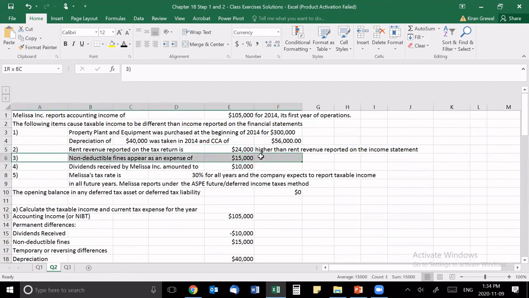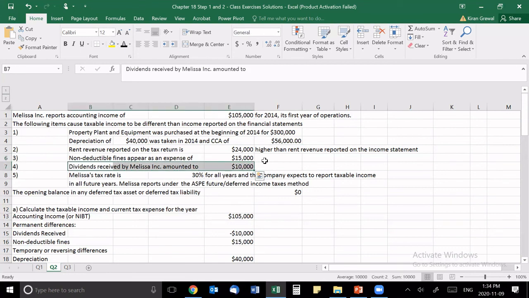Number 3, non-deductible fines appear as an expense of $15,000. So they got fines or penalties from maybe doing their taxes late in a previous year. So it's showing as an expense on the income statement, but we know we're not allowed to record this for tax purposes. It's a permanent difference, so we would have to add that back.